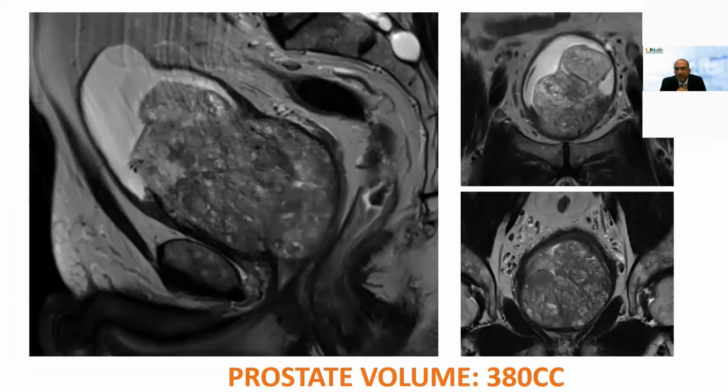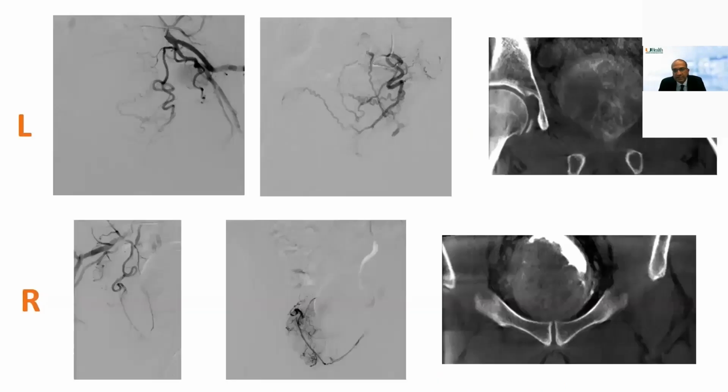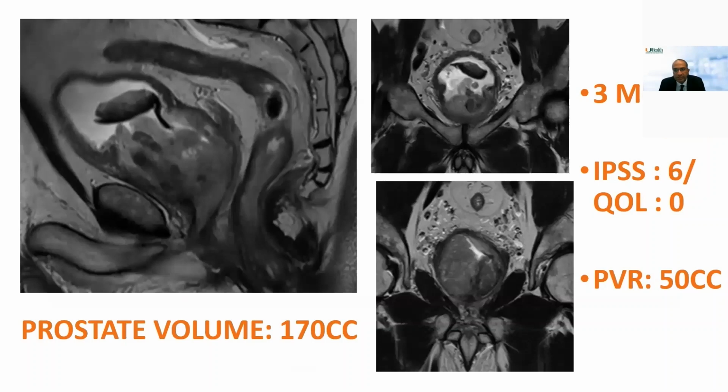I did mention that I don't usually treat more than a 3 centimeter median lobe, but this was really an exception, and that really applies to smaller glands. When we deal with large glands, we do treat the median lobe as well. With a prostate volume of 380 cc, the larger the gland, usually the easier the embolization. We see a lot of hypervascular blush confirmed on cone beam CT.